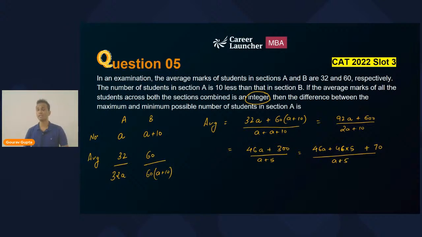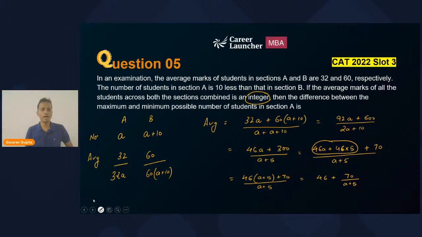Why have I done this? Because I want this part to be completely divisible by A plus 5. So I can write it as 46 times (A plus 5) plus 70, divided by A plus 5, which can further be written as 46 plus 70 upon (A plus 5). All right, clear?